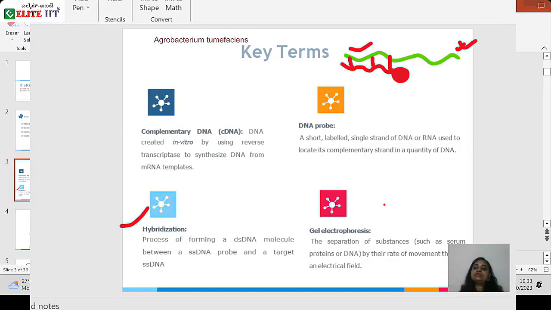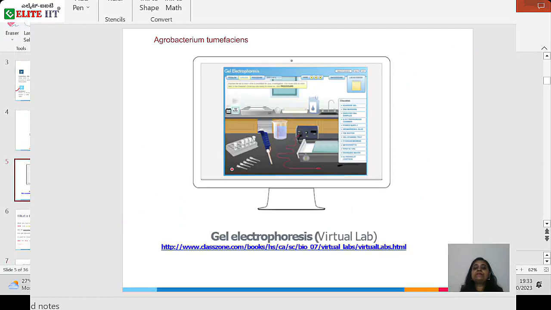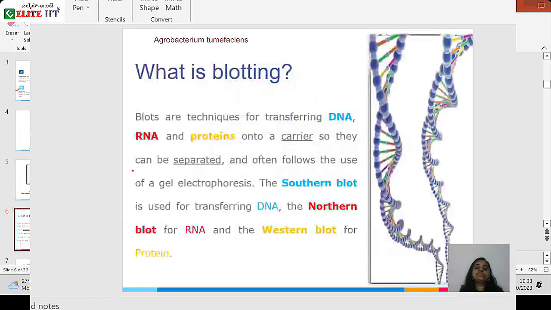Now, gel electrophoresis I have already discussed. Mainly agarose gel and SDS-PAGE. In agarose gel, DNA and RNA separation is done, and in SDS-PAGE, we generally separate protein molecules. So this is the gel apparatus. You don't have to know this. Now, what is blotting? Blotting is a technique, actually a set of techniques, for transferring DNA, RNA, and protein onto a carrier, mainly a membrane, so they can be separated. It often follows the use of gel electrophoresis.